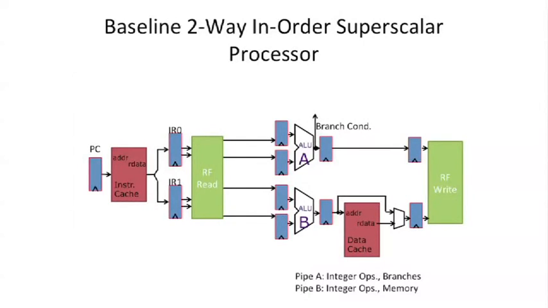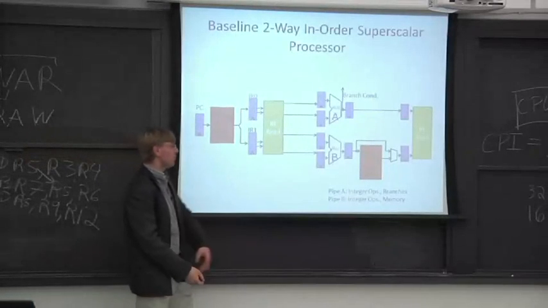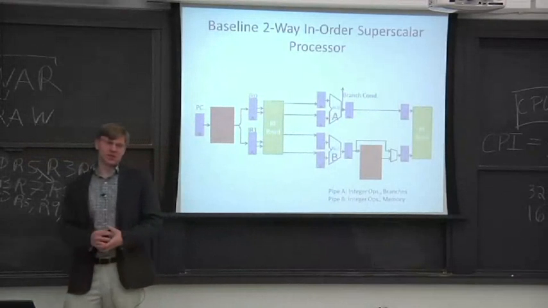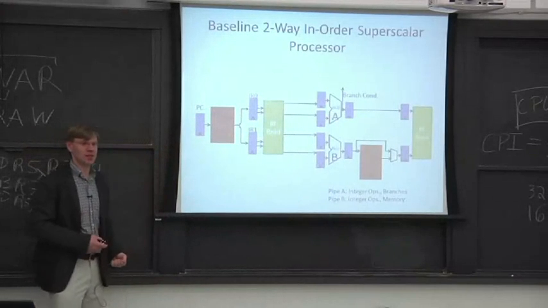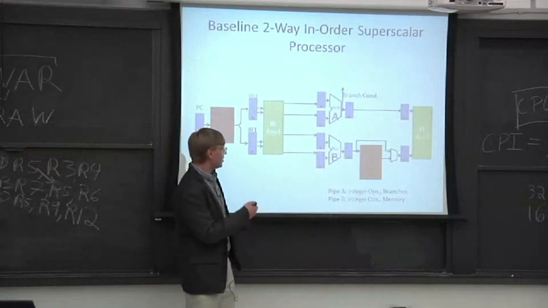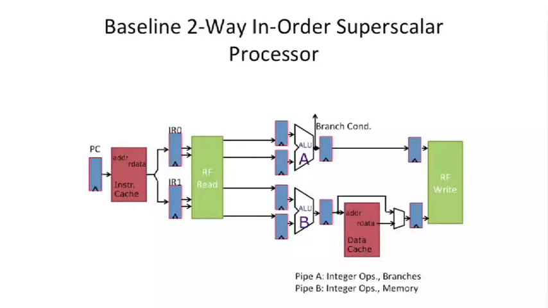Let's look at a baseline 2-wide in-order superscalar. That's a mouthful to say. So the difference from the pipelines we've seen before is that we have 2 ALUs. It's a big difference. We can execute 2 integer ops at the same time in this pipe. Drawn here, we're going to differentiate these 2 pipes. We're going to call this pipeline A and this pipeline B.